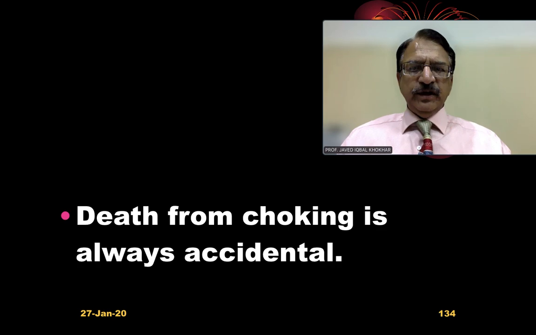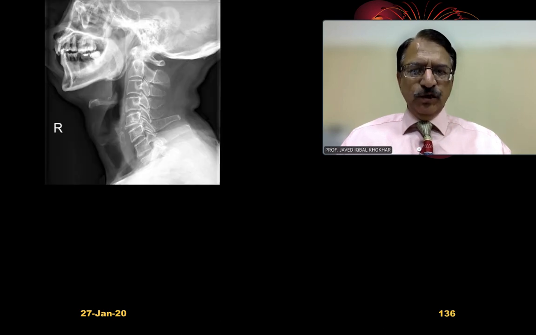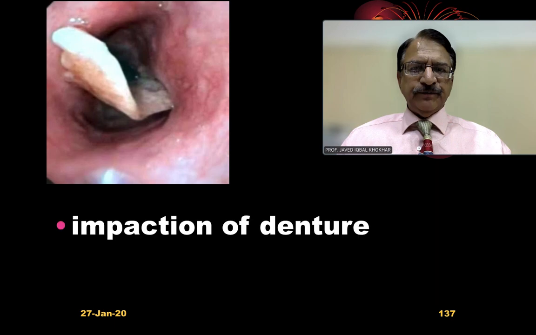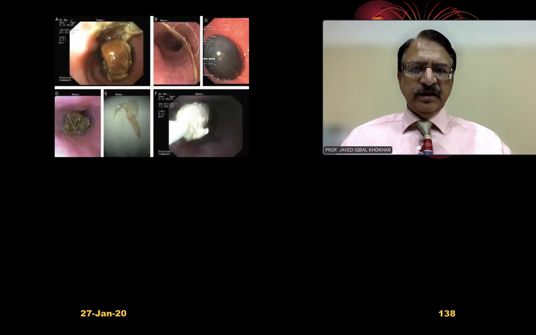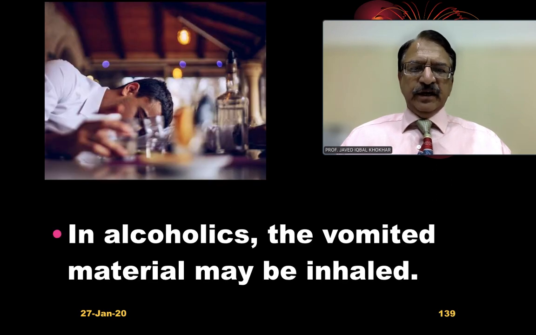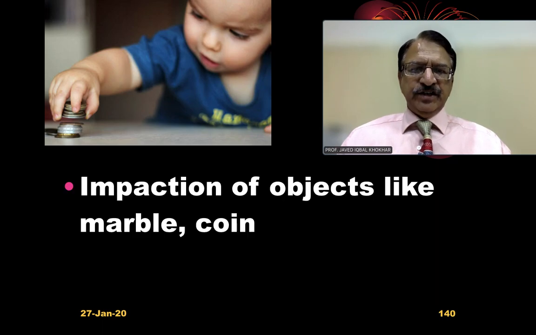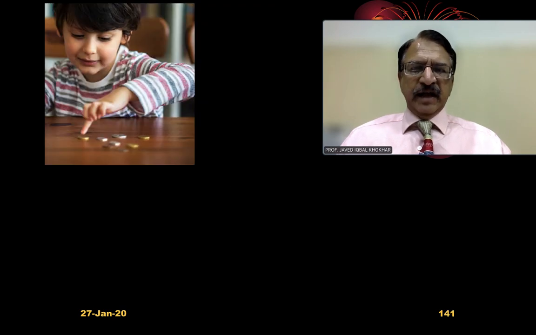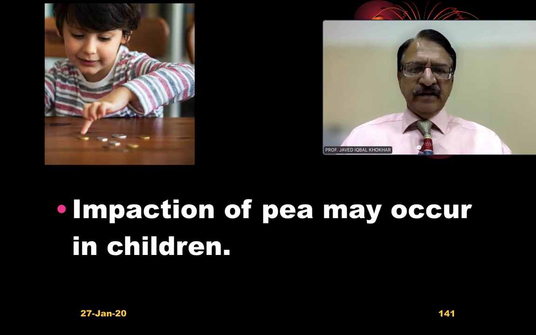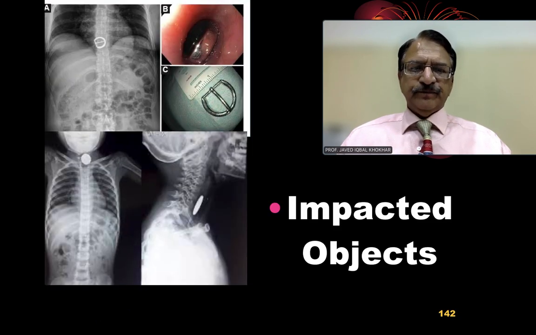Now, regarding the medicolegal aspect, death from choking is always accidental. It arises from impaction of food, fish bone, denture, or any other foreign body. In alcoholics, the vomited material may be inhaled, aspirated. In children, small objects like marbles and coins can be engulfed. Then impaction of peas may occur in children. And these are various objects which were recovered.